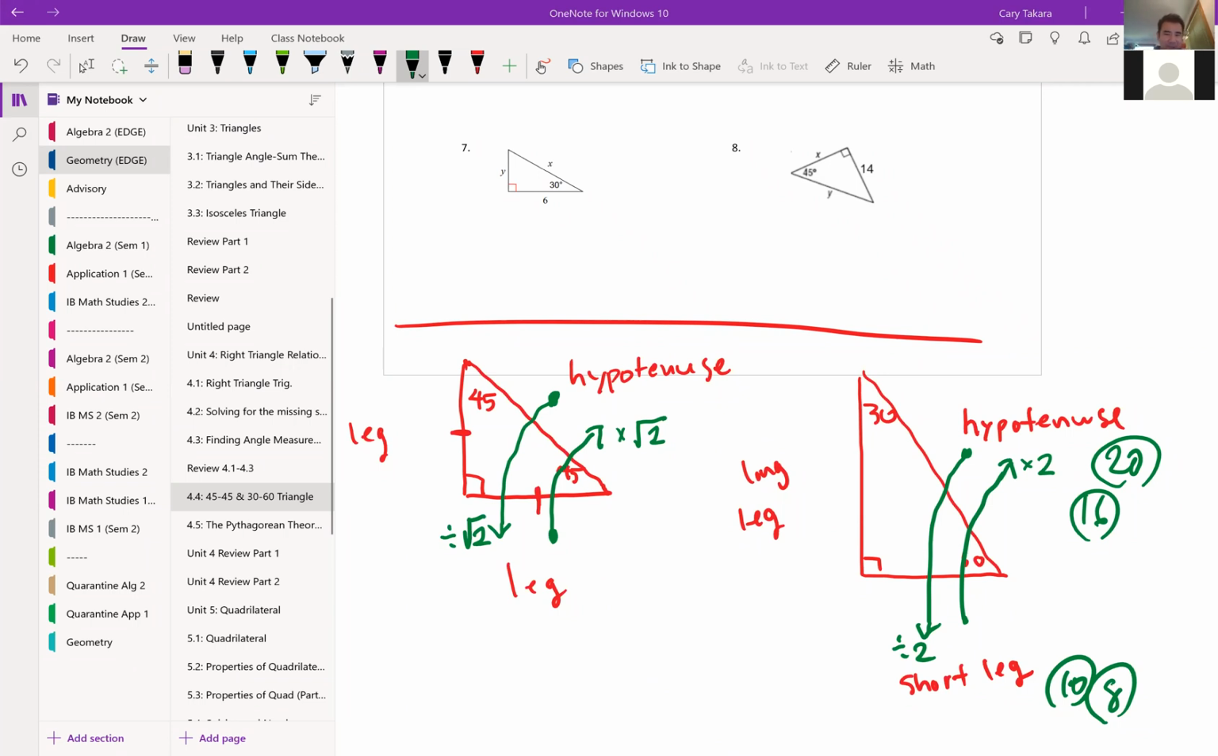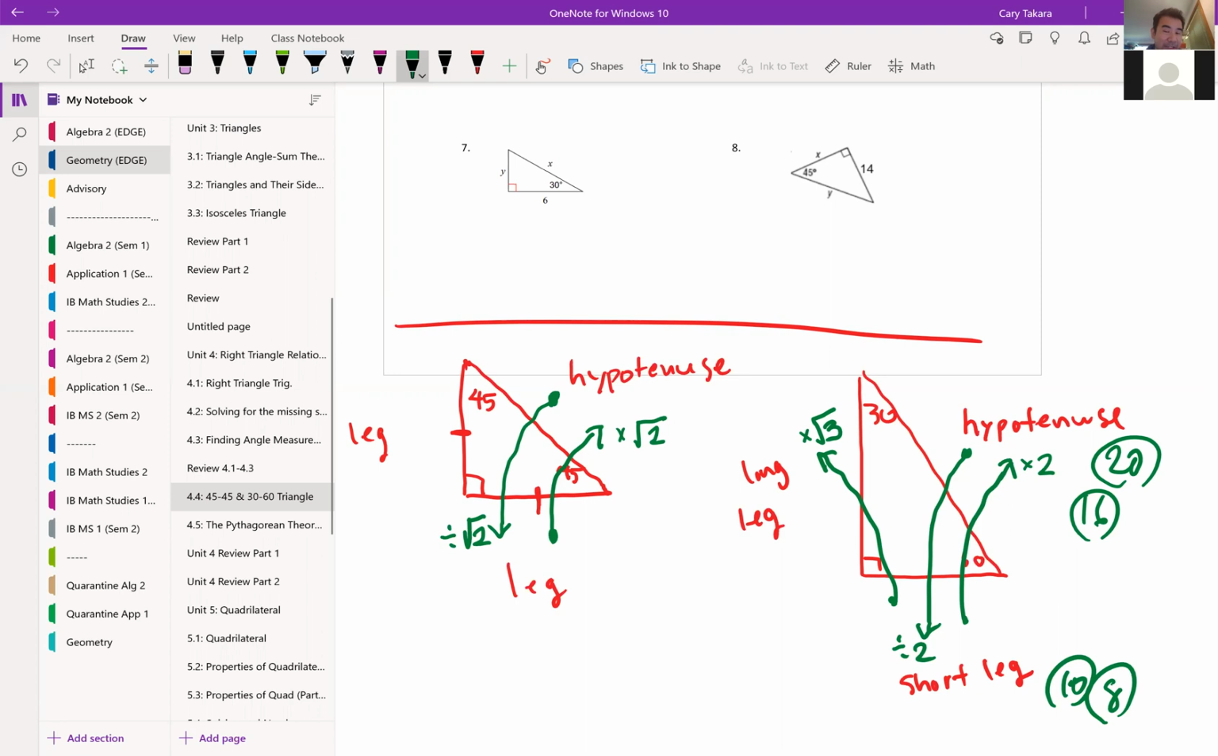Now, the other thing that you need to remember, or make sure that you have in your notes, is about the short leg and long leg relationship. Let's say you do know the short leg, but you want to find out the long leg. What do you think you have to do? You're going to multiply by square root of 3. Get that?